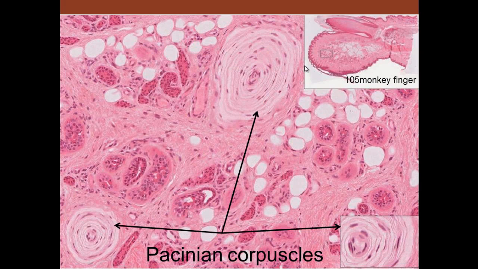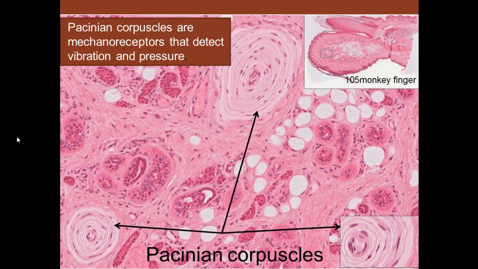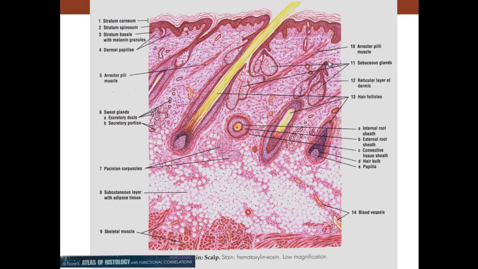Also, we see the Pacinian corpuscles. The Pacinian corpuscle looks like an onion, as we see, and it is a mechanical receptor too that detects vibration and pressure. So pressure, as opposed to the Meissner's corpuscle, which was light touch. This is more pressure and vibration, and it's usually deeper in the dermis. Also, we see sweat glands there.